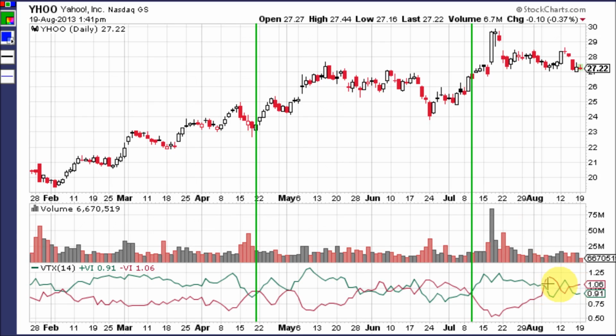Now there's another period of consolidation or congestion on the VTX, and it looks like the bears are winning this one, and it looks to me to be a bearish chart pattern. And if support here, here, and here falls, then it will most likely go down here.